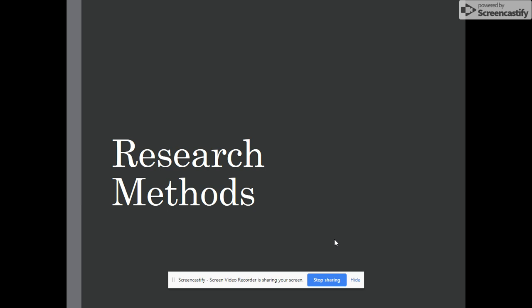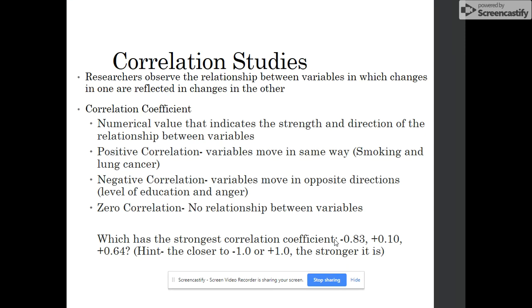Okay, guys, I am coming to you from my kitchen table to talk to y'all about different research methods and how you use statistics. So we're going to go over the real basic stuff. I'm going to break this up into 3 parts. So the first thing we're going to look at is correlation.